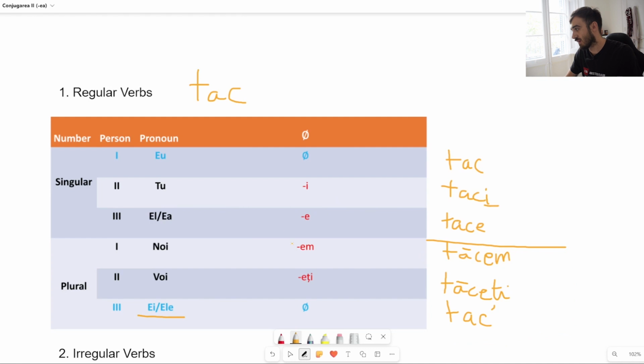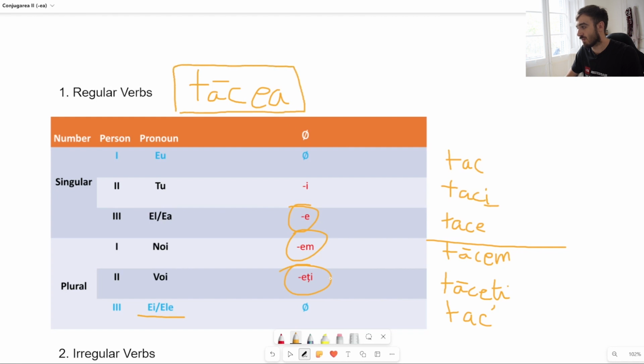A difference compared to the A form is that here, here, and here you'll have every time an E. El, noi, voi, they are all E endings, not A or A derivative endings. It will not be an a here as it used to be in the A conjugation, neither here, and not an a here. So every time in the EA conjugation you will have E.